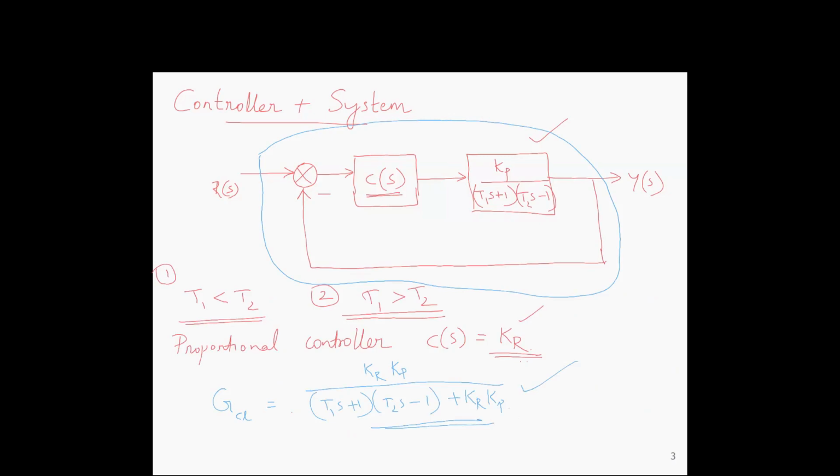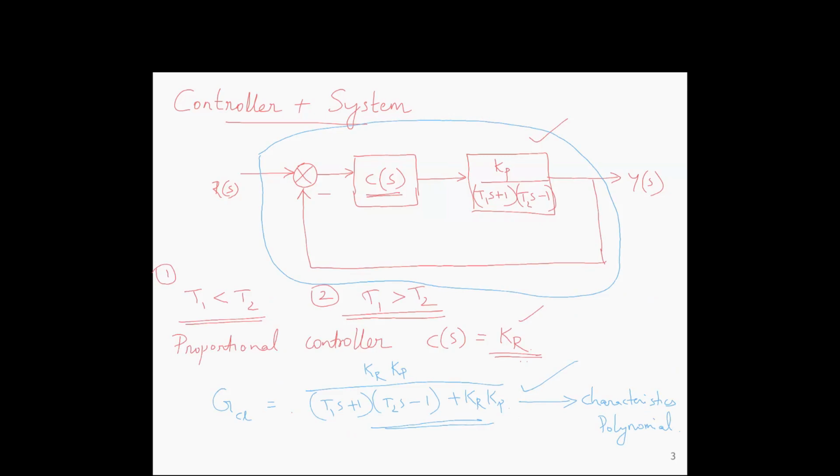From this closed loop transfer function, we will analyze the stability of the system. For that, we will take the denominator. The denominator is called the characteristic polynomial. It is from this characteristic polynomial that we will find the sufficient conditions required to stabilize the system.